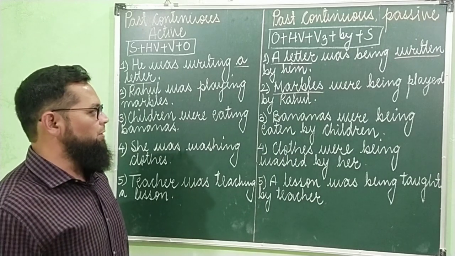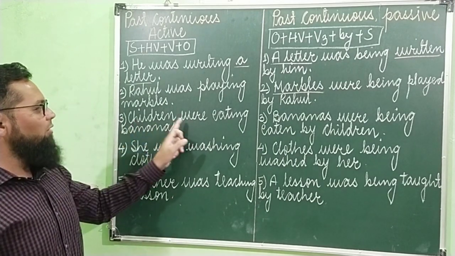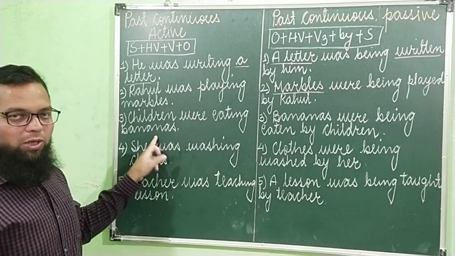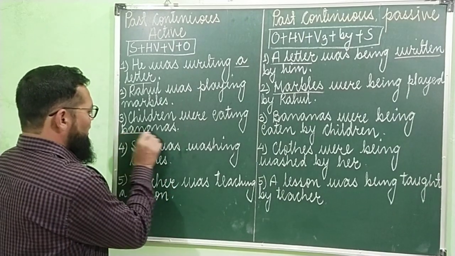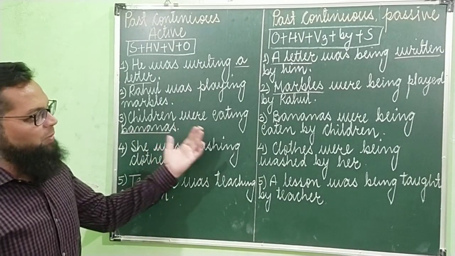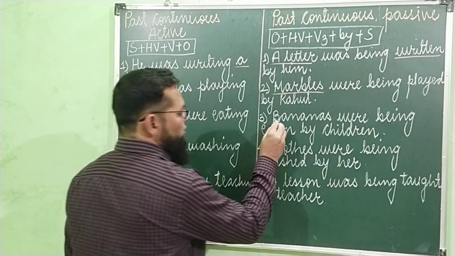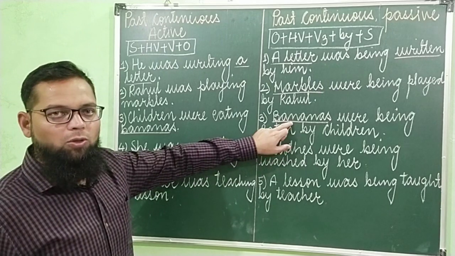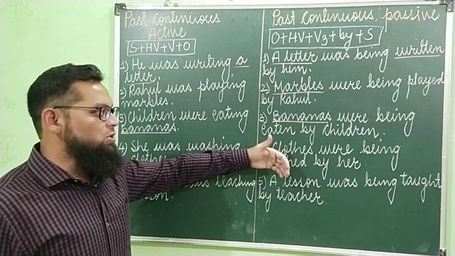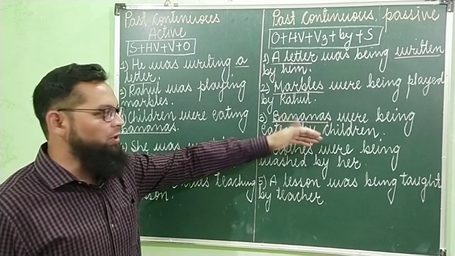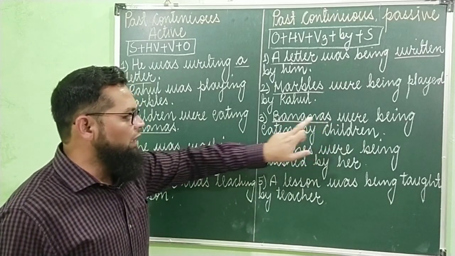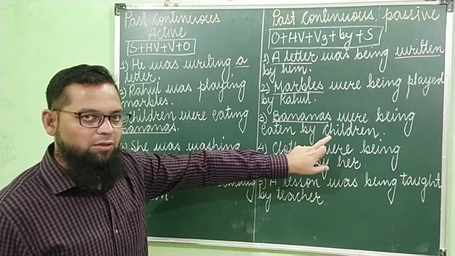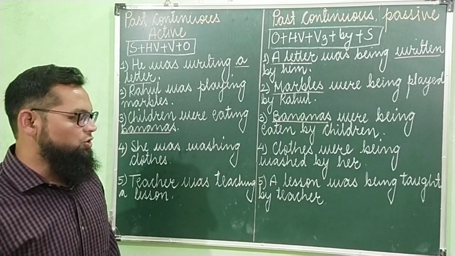It is very simple. Next example, children were eating bananas. What is the object in the sentence? Bananas. While converting it into passive voice, we have to use the object first. So we have used here bananas. Is bananas singular or plural? It is plural. So with plural what do we use? Verbing. Bananas were being eaten by children.